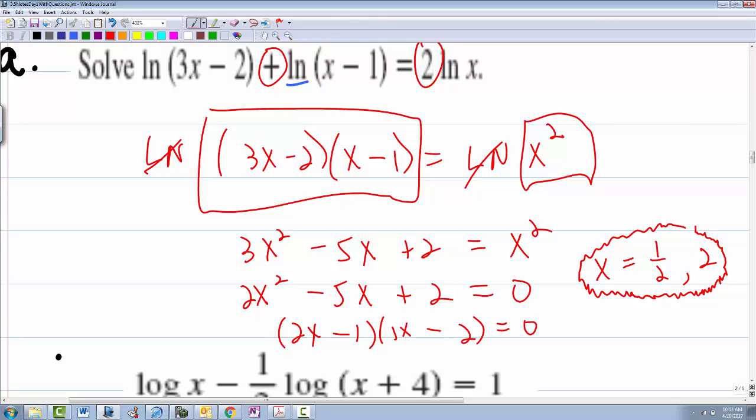2 times 3 is 6. What's 6 minus 2? Is that okay? Can I ln 4? Would that give me an output? Yes. 2 minus 1 is what? ln of 1. By the way, what is ln of 1? We should know that answer. It is 0, e to the 0. And then 2, don't try to answer that one, but that works.